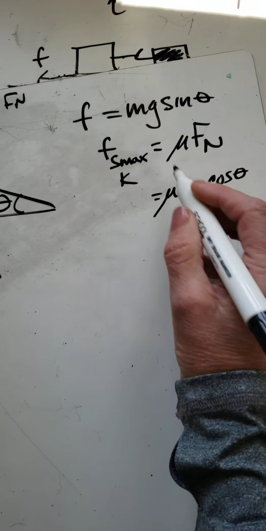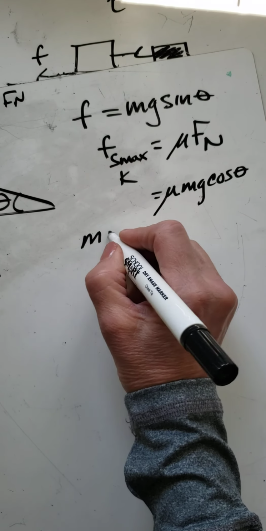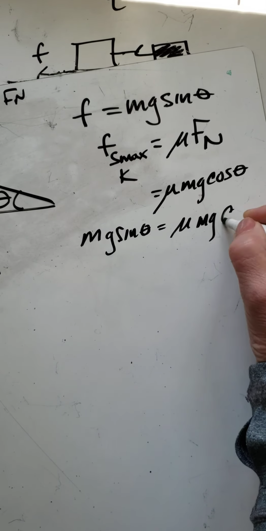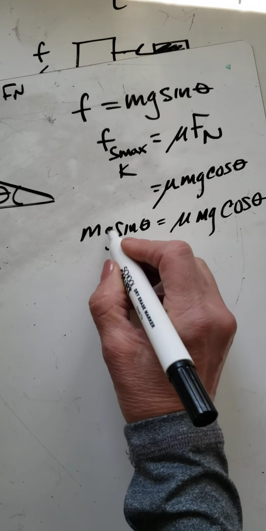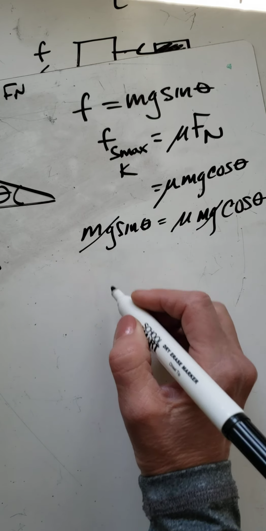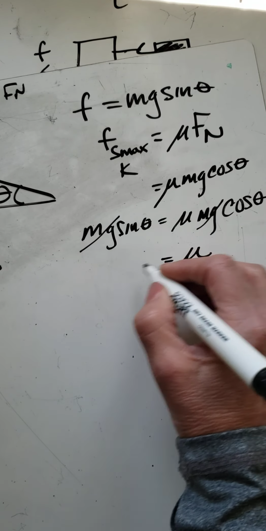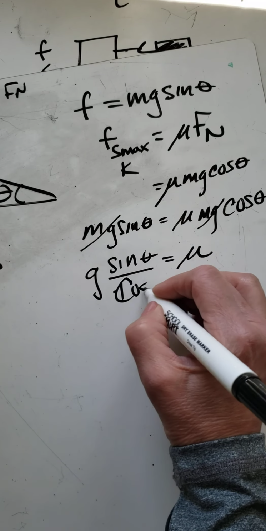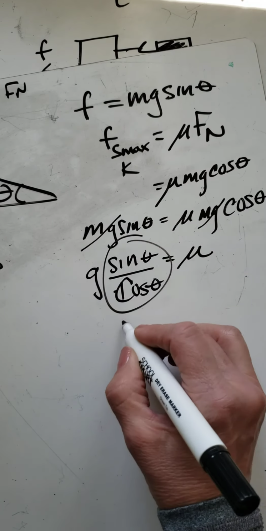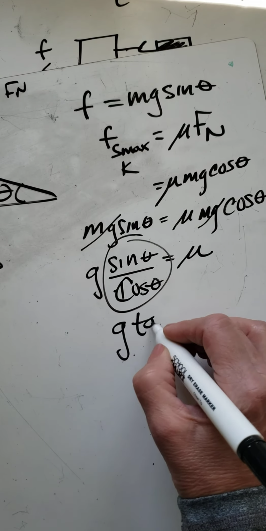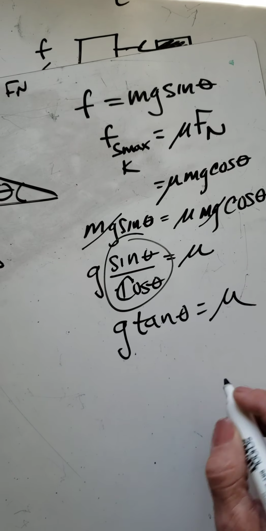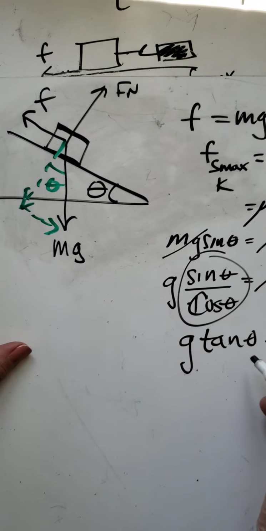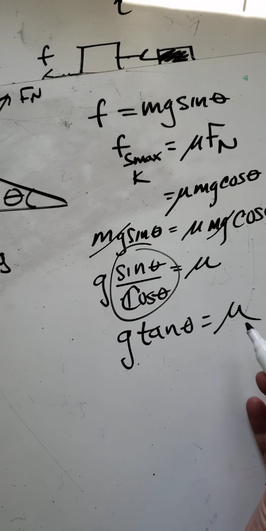So if we set these two equal to each other, we get mg sine theta is equal to mu mg cosine theta. And this hopefully is a familiar result because we've done this before. We get that mu is equal to g sine theta over cosine theta. And of course, this whole thing right here is just tan theta is equal to mu. So if we have a protractor and a ramp, we could do this experiment to measure the value of mu.